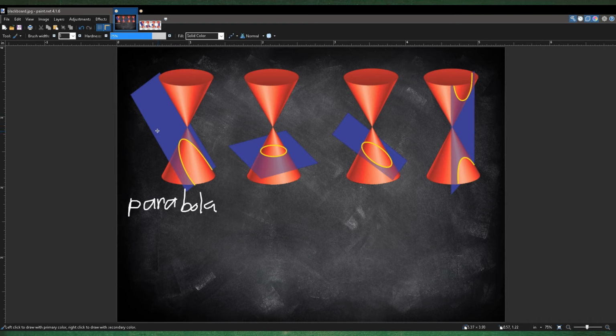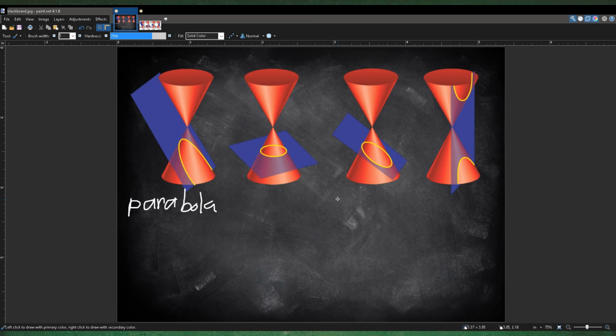So parabolas are made when the plane intersects a cone, only one of the cones, and also if this plane is parallel to a side of that cone. So it's parallel to this side right here. So it kind of makes this parabola. So that's what a parabola is.